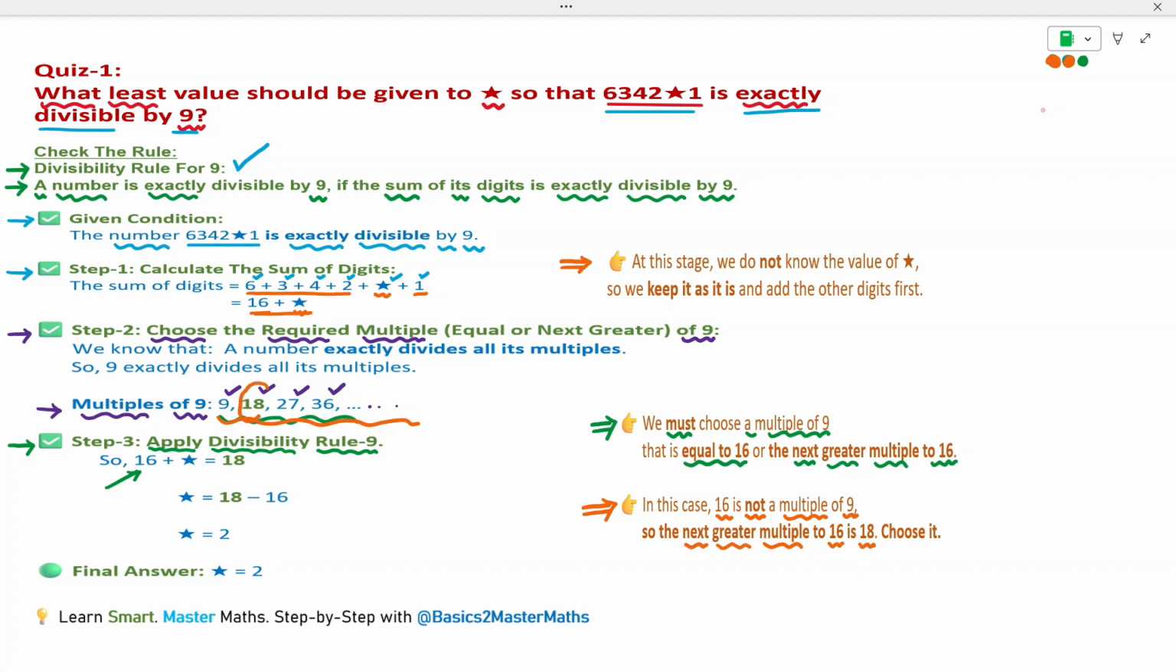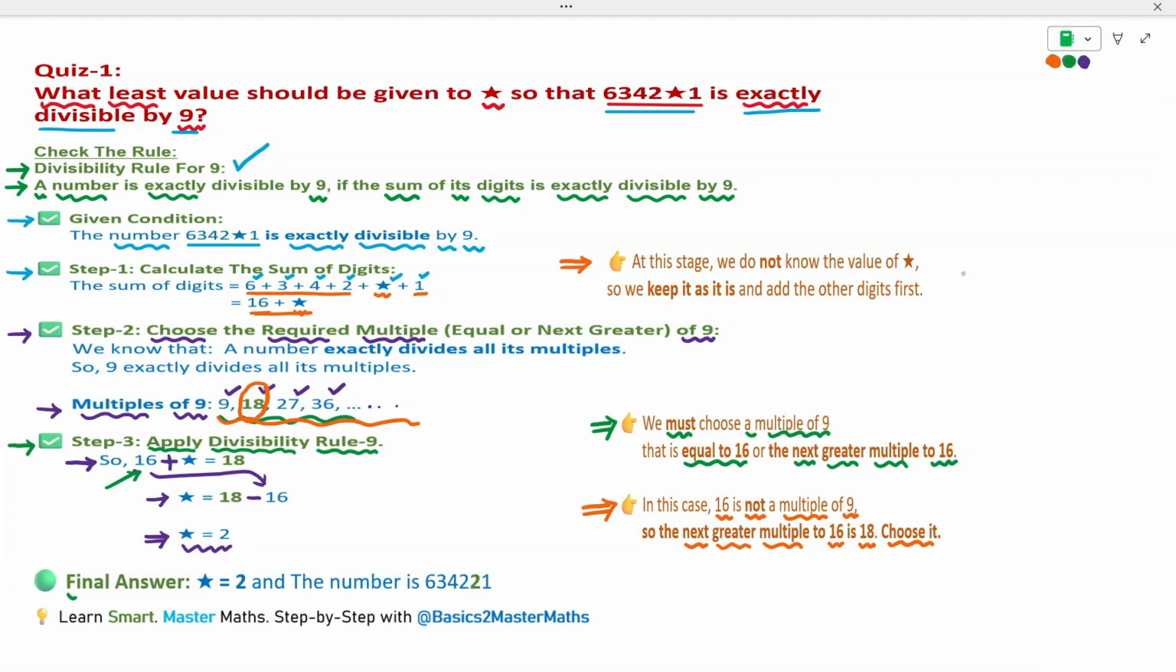So, choose 18. Now, the equation becomes 16 plus star equals 18. So, star equals 18 minus 16. Therefore, star equals 2. Got it?